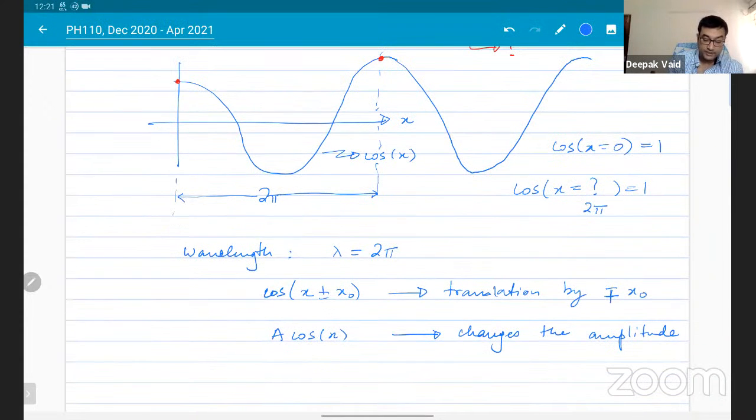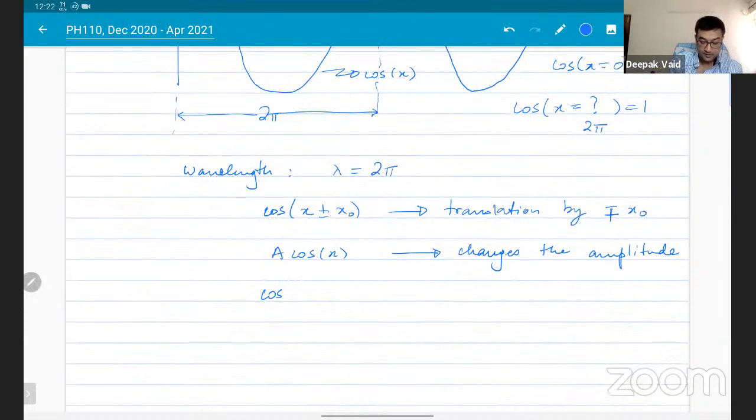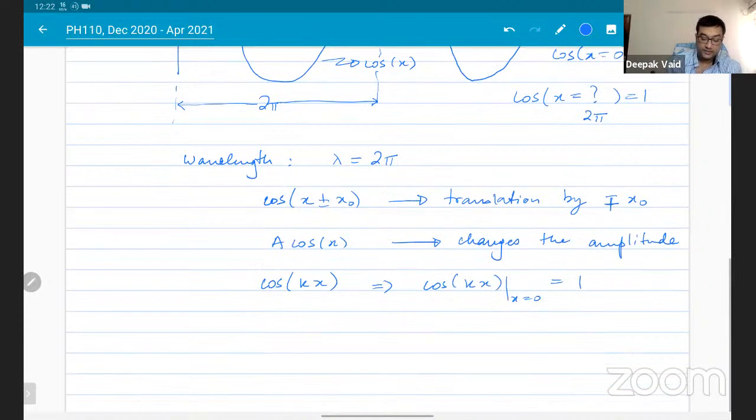So I want to change the point at which the wave repeats. How can I change that? I can just multiply it by some number. These are the possible things I can do; I'm just trying out all possibilities. One possibility is I can multiply this x by some number. Now what happens? Cosine kx at x equal to 0 is 1. But then I want to find the next value of x at which it is 1.